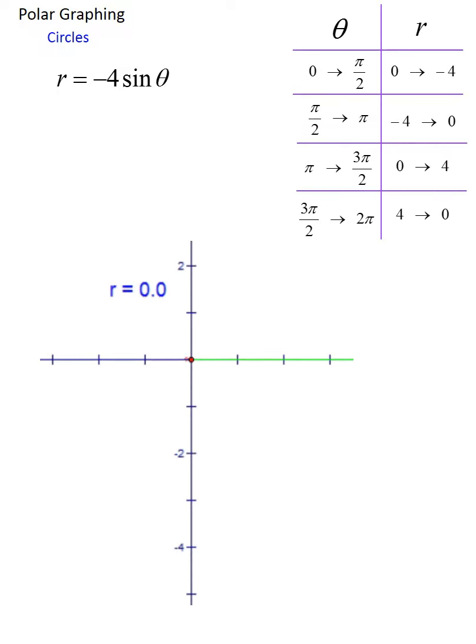Watch as theta sweeps through quadrant 1. Now, according to our table, as theta sweeps through quadrant 1, r is going to decrease from 0 to -4, meaning it's going to be negative the whole time. That means that the points on the graph will be behind quadrant 1, in other words, in quadrant 3. So watch as we sweep through quadrant 1 and r goes from 0 to -4.